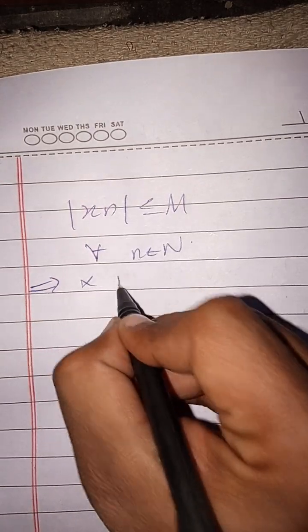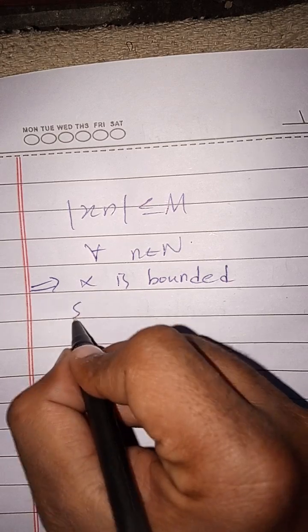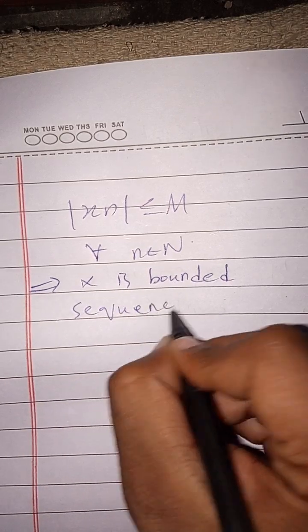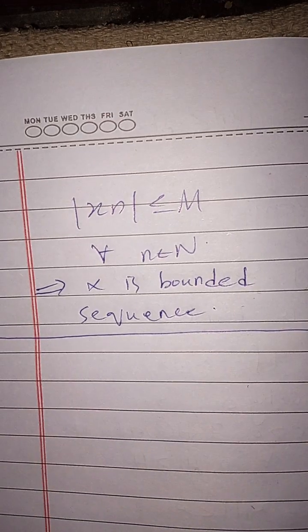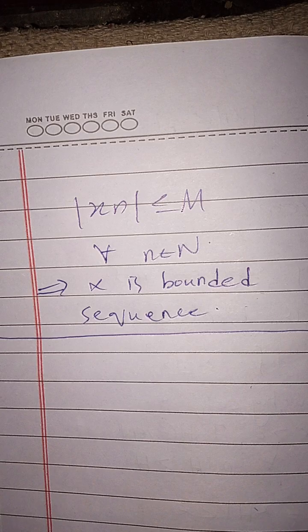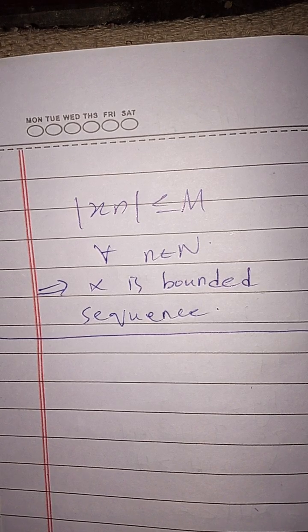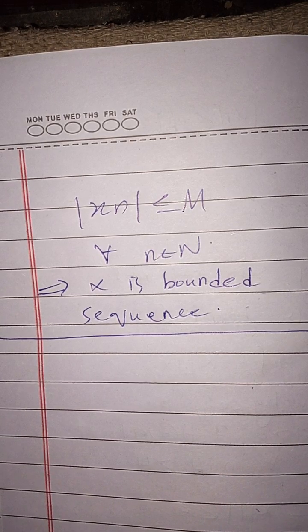So x is a bounded sequence. Okay, this is shown: x is a bounded sequence. So now x is a bounded sequence. It is given like that, x is a bounded sequence.